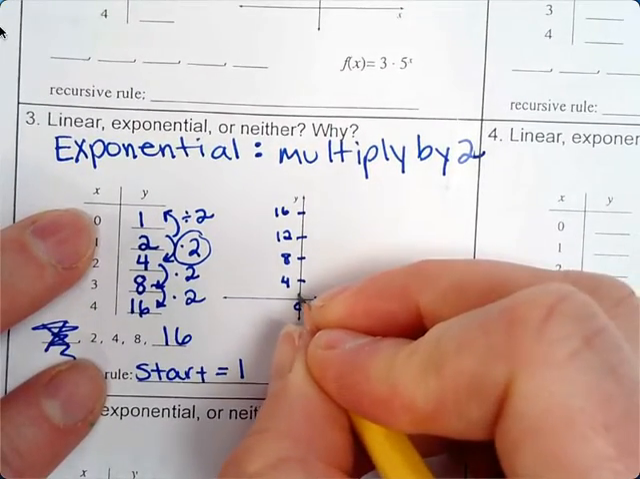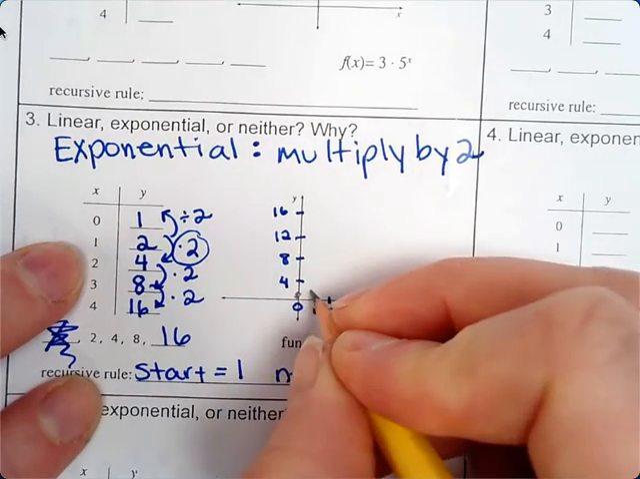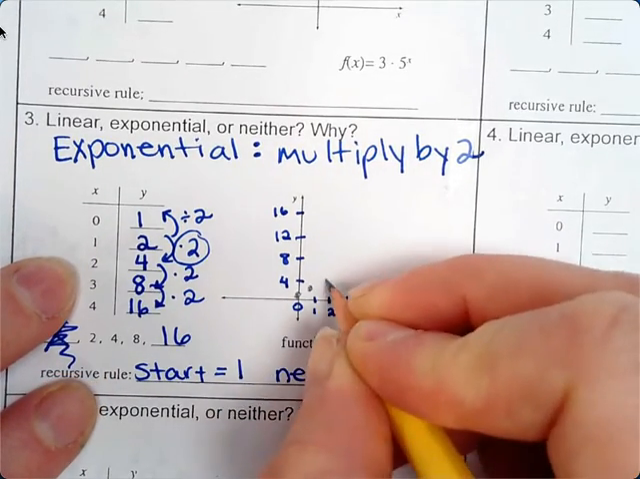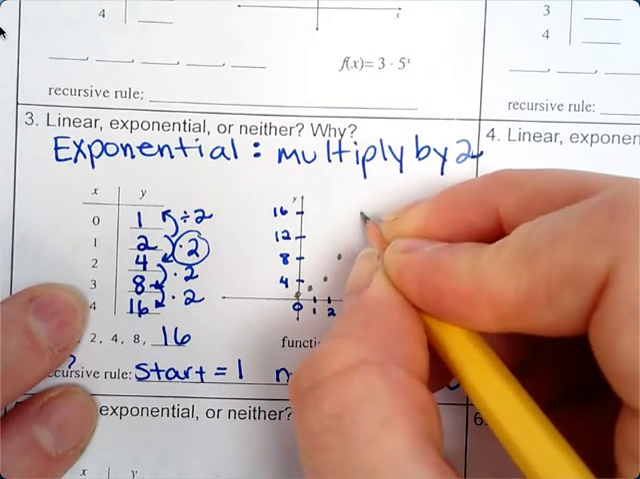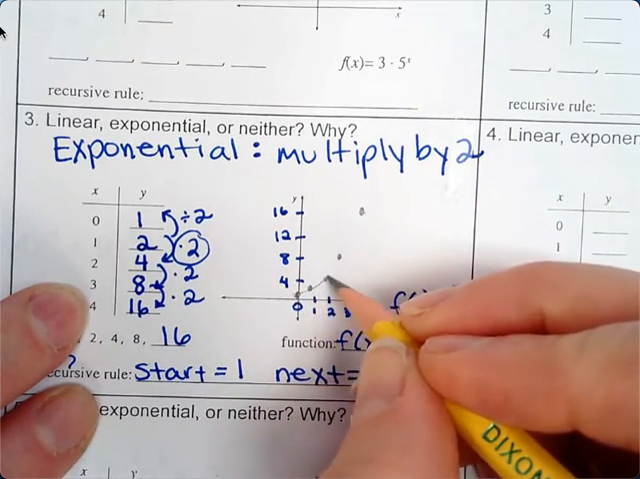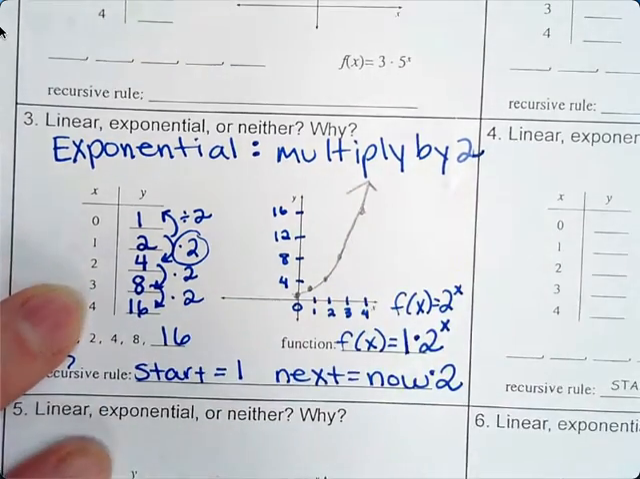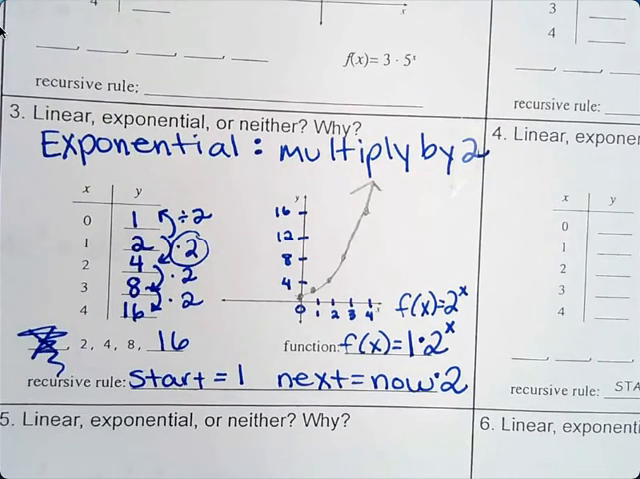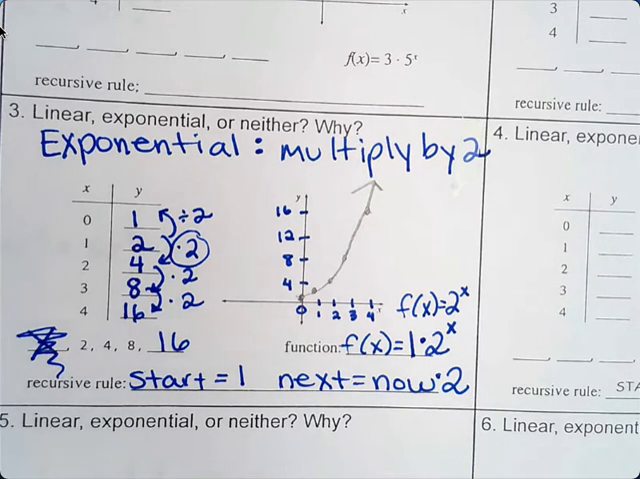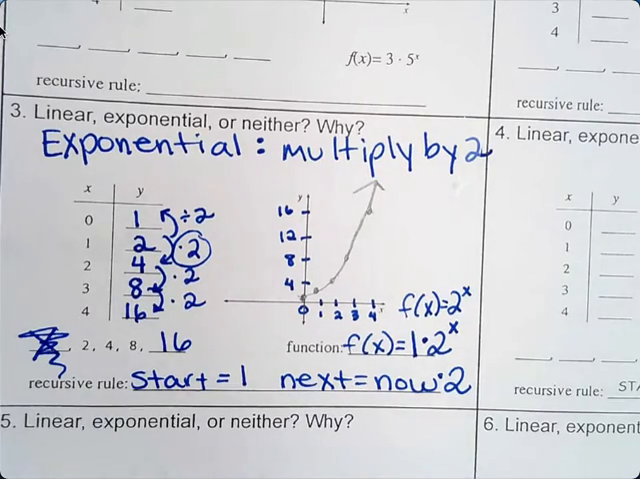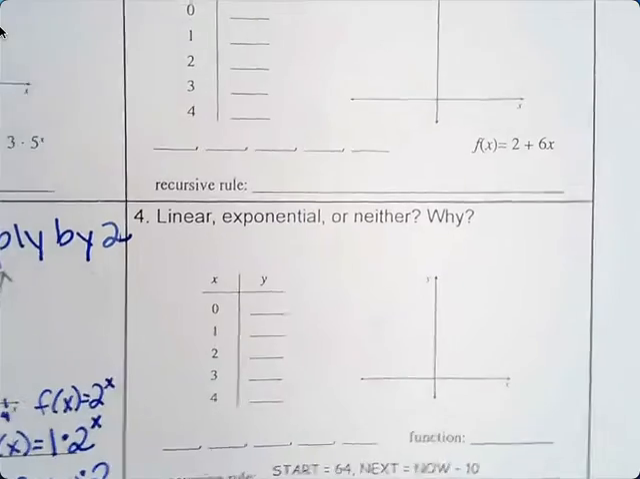So 0, 1 would be right around here. 1, 2, 2, 4, 3, 8, and 4, 16. If you were to connect them, which I want you to do, it does have the curve. It almost looks straight just with those first 3. But once you get that 3rd and 4th one, you can really see the curve. All right, so we did number 3. Let's do the next one, number 4.